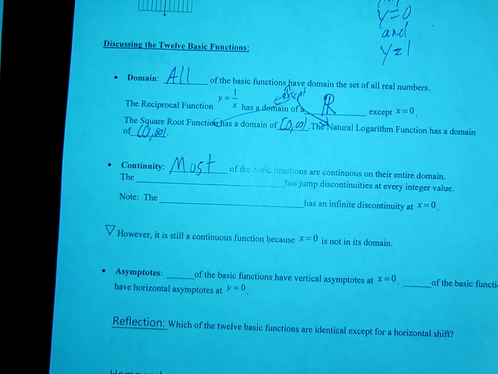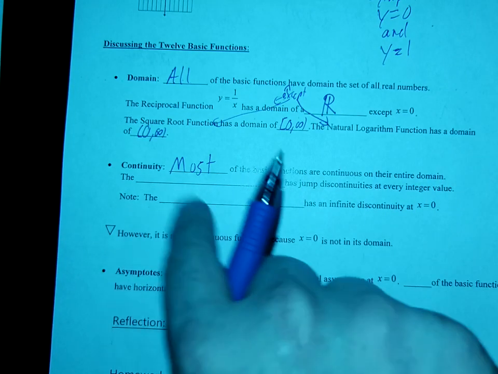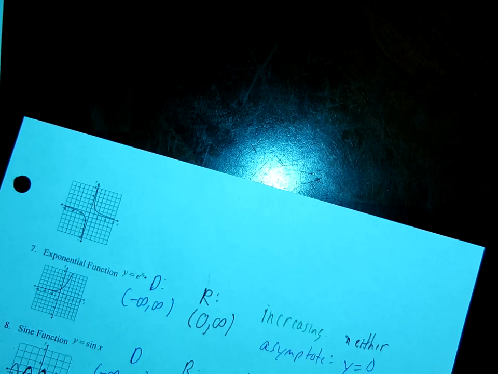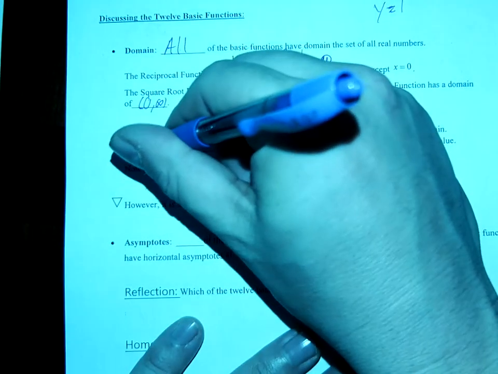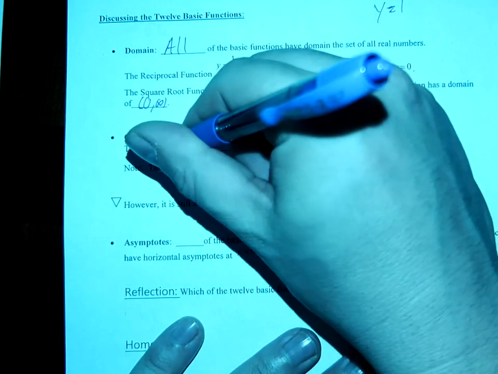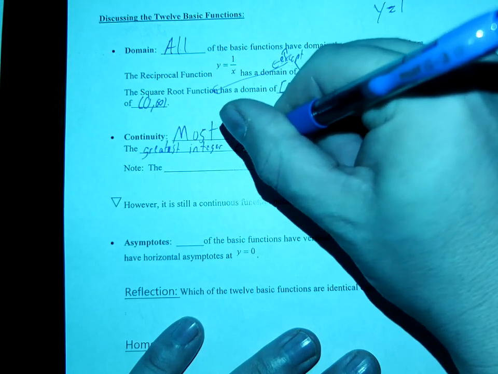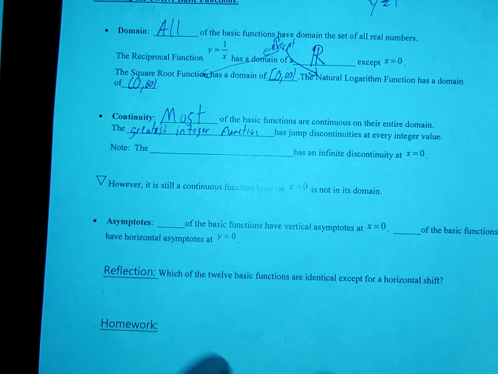The greatest integer function. So this greatest integer function on the last page here, this one here, where it jumps. We'll just call it the greatest integer function. The greatest integer function has jump discontinuities at every integer value. And then the other one that has a discontinuity is this one here.